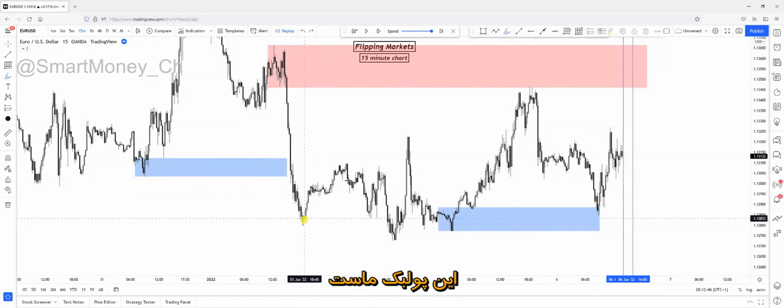And basically, this was just a wick on the 4-hour chart. This is the character-changing upside movement on the 15-minute chart and on the 4-hour chart also. So basically, this is our character-changing huge movement on the 15-minute chart. And this is our 4-hour demand zone right here.